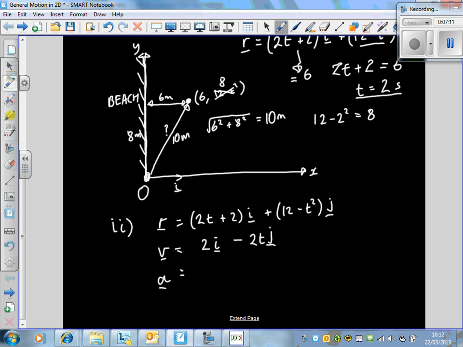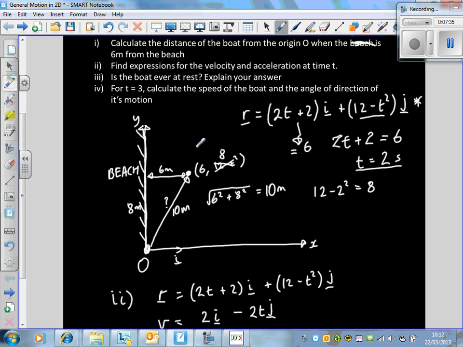And 2t minus 2t, how does that differentiate, Liam? Minus 2j. So we have a constant acceleration of minus 2 in the j direction. So the particle is always accelerating downwards. Okay. Now, that's fine. That's just a bit of bog standard differentiation.